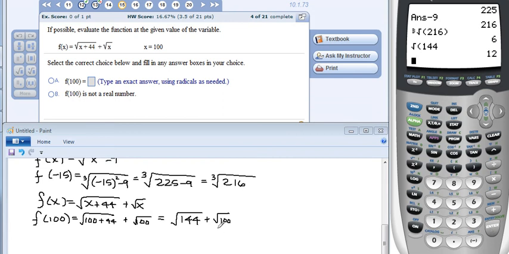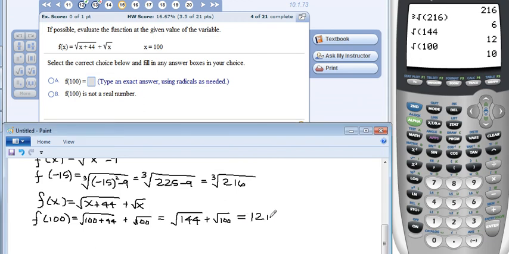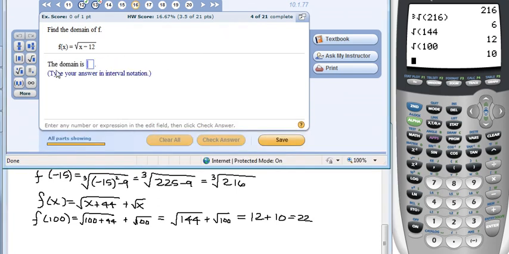Yep, 12 times 12. Square root of 100 is 10. Okay. Verify that on the calculator. So really what I have here is 12 plus 10. This one's 12, this one's 10, and I'm supposed to add them for 22. Okay? That's an exact answer. Not one I don't have to mess with.